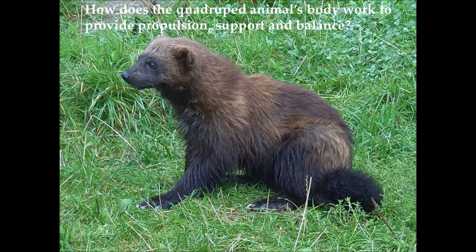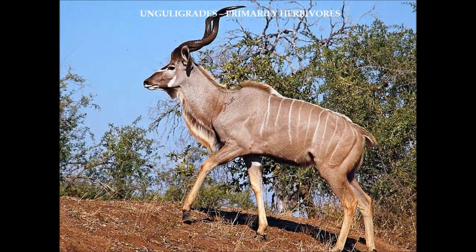How does the quadruped animal's body work to provide propulsion, support, and balance? Quadrupeds are designed with two primary body types based on their diet. Ungulates are primarily herbivores. They have a relatively large, heavy, and inflexible trunk to accommodate the large stomach and intestine needed to digest their vegetable diet. Their limbs are designed specifically for running at high speeds and rely on limb elongation for running.